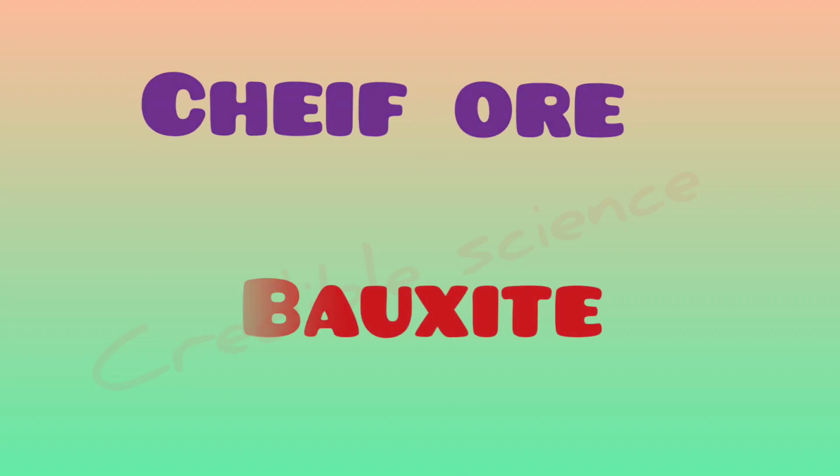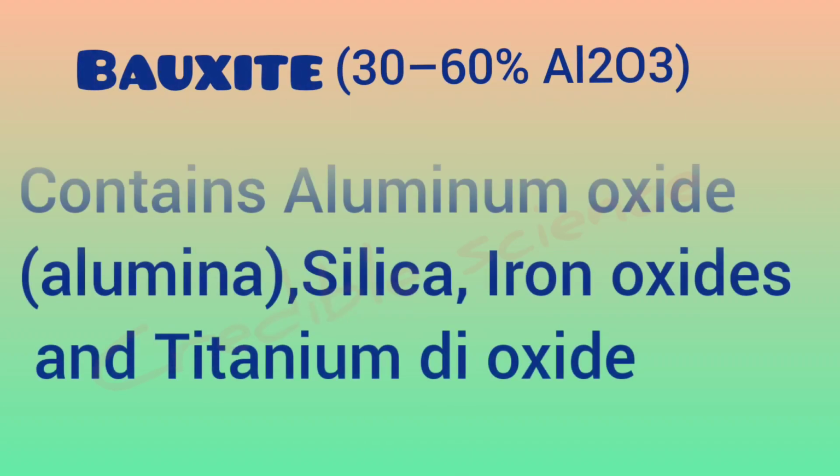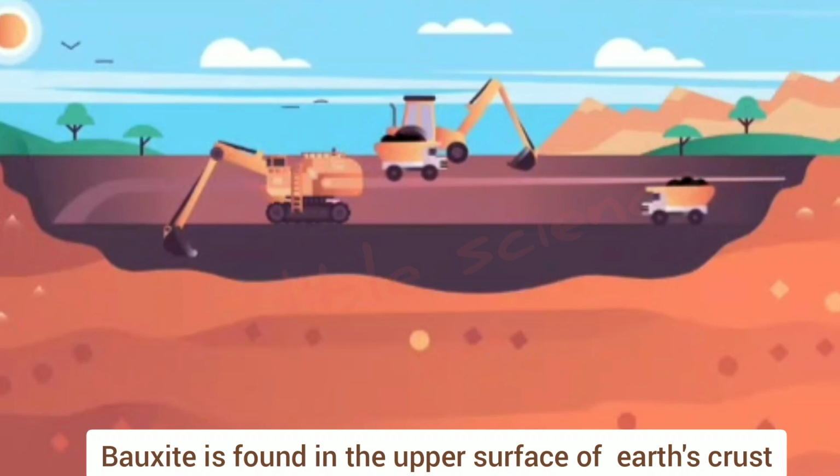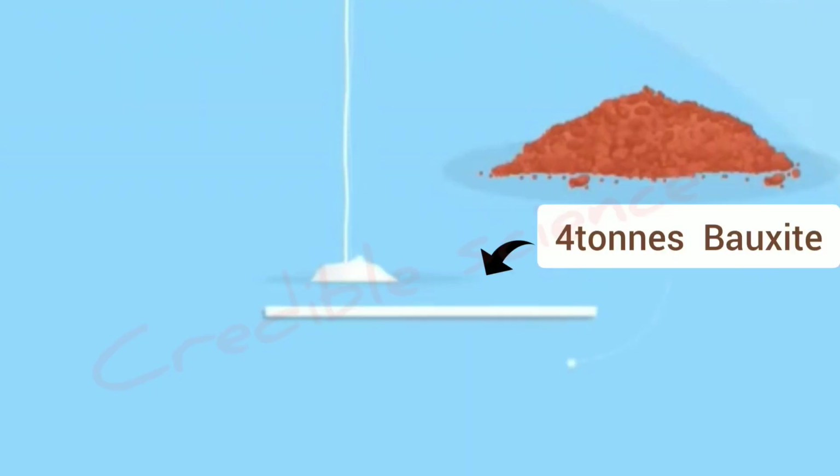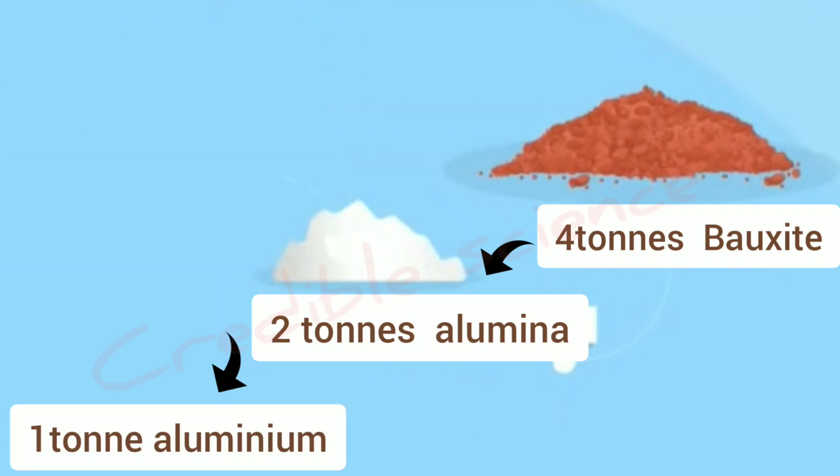Bauxite. What is bauxite? Bauxite contains 30 to 60% of alumina along with silica, iron oxide and titanium oxide. This ore is found in the upper surface of the Earth's crust. 4 tons of bauxite on smelting gives 1 ton of aluminium.